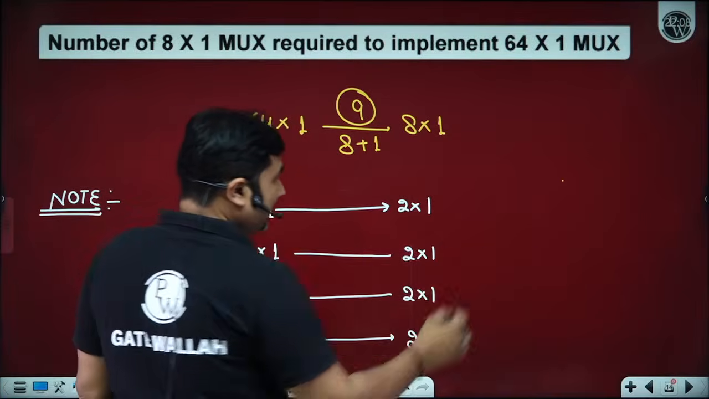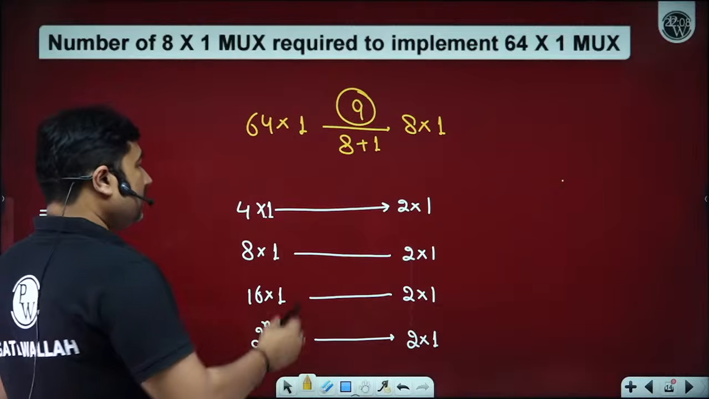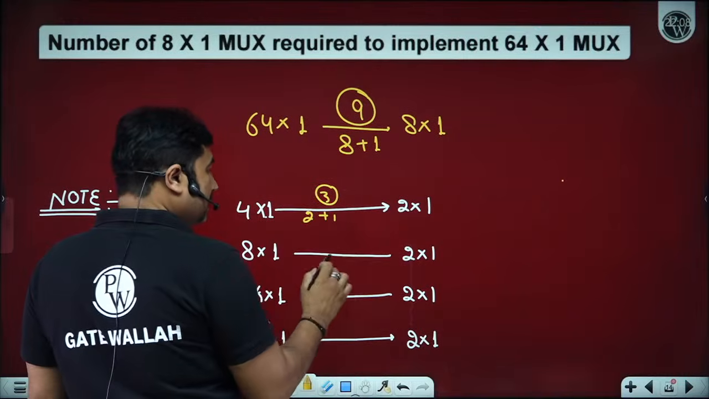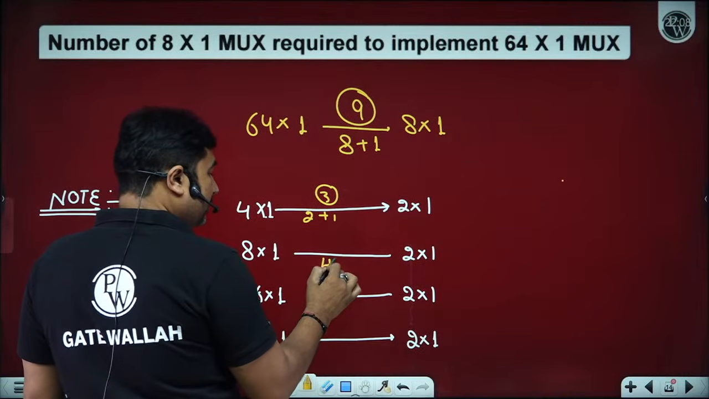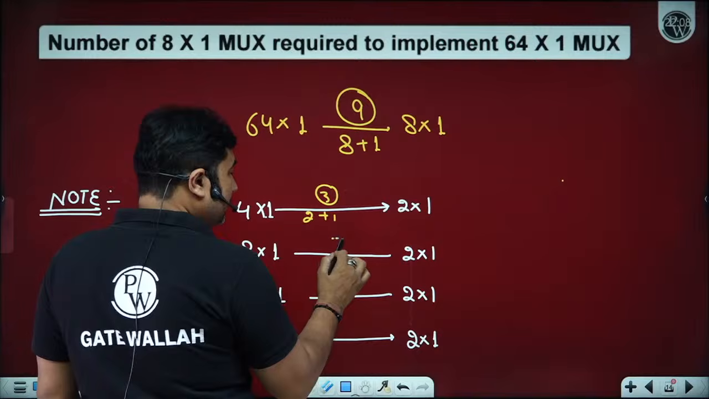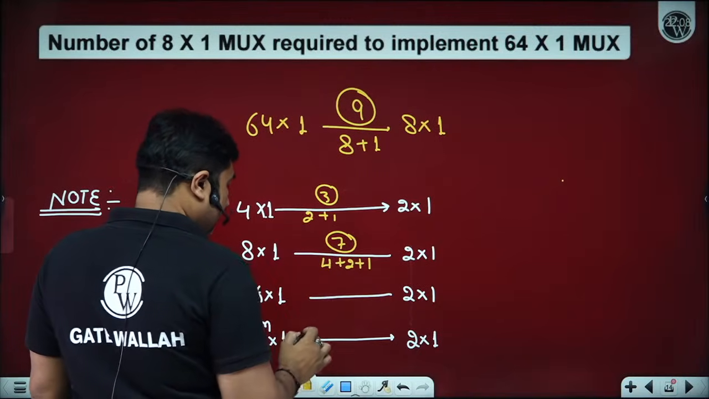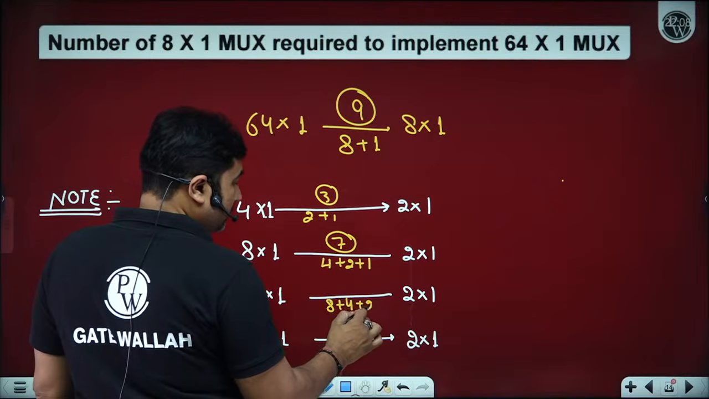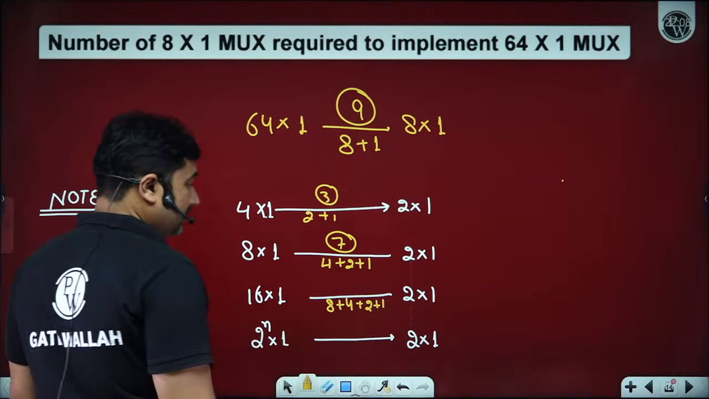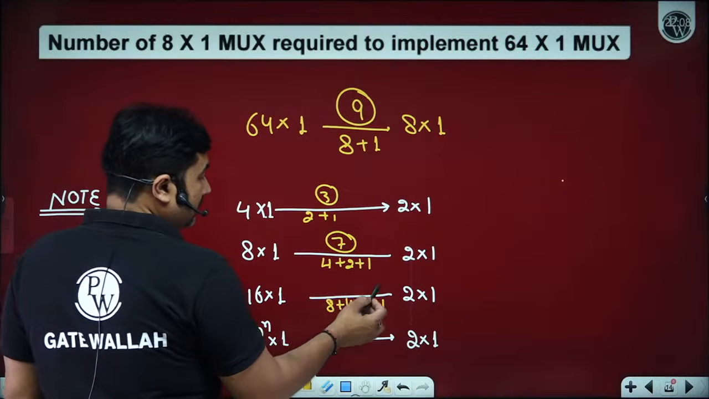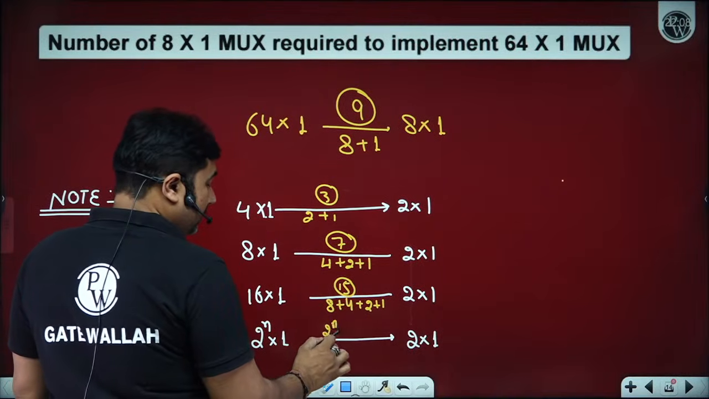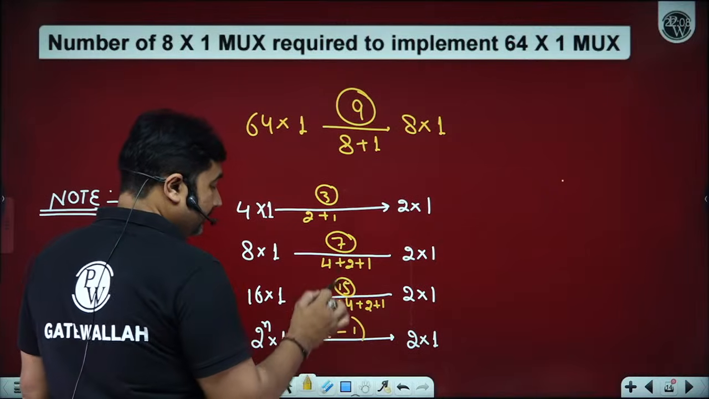Sir, it can be clearly observed we need 2 plus 1, that is 3. We also know about the implementation. 4 plus 2 plus 1, that is 7. For 16 we have 8 plus 4 plus 2 plus 1, that is 15. So this will become 2 to the power n, whole minus 1.